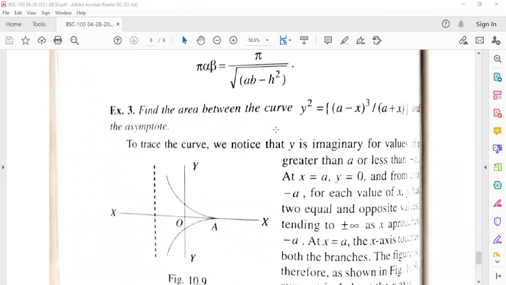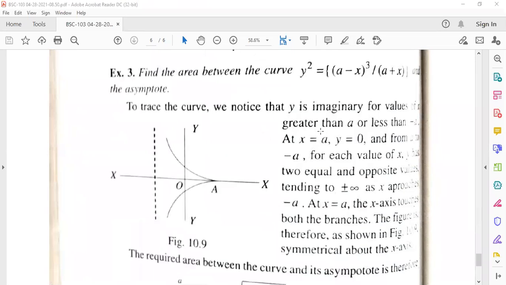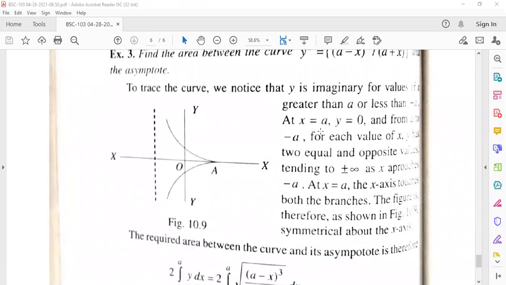Now here is given, find the area between the curve y square is equal to a minus x whole cube by a plus x and the asymptotes. Do you have any idea about asymptotes?